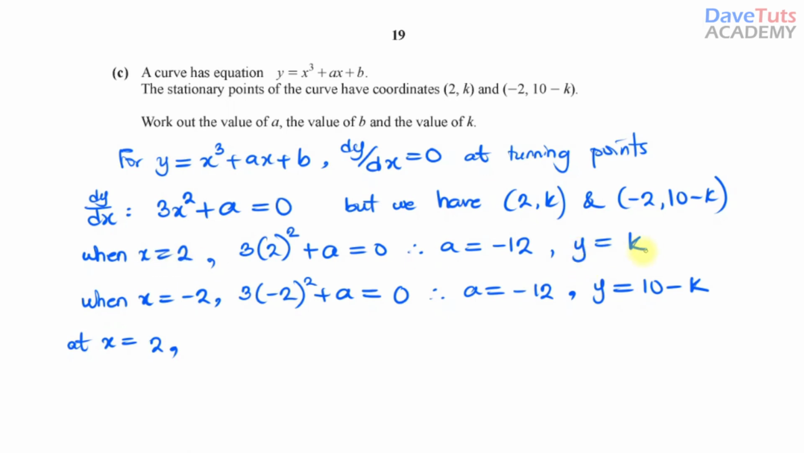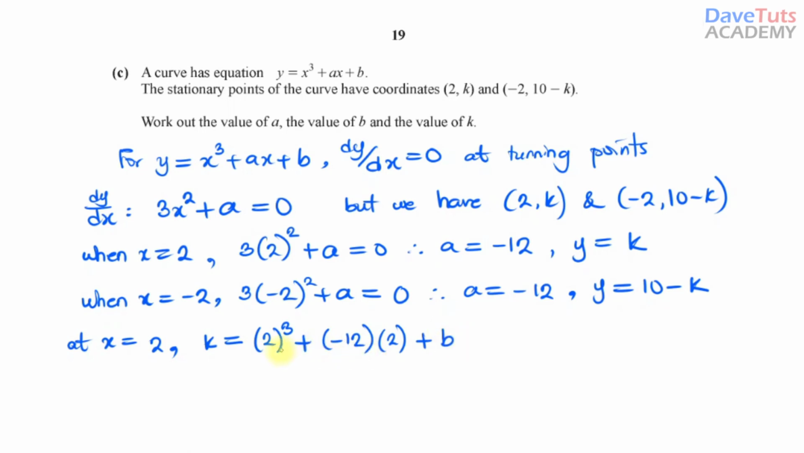What is the value for y? In the original equation here is k, so we can say k is equal to, instead of x now, we have 2 raised to power 3 plus ax. What is the value for a? We got a to be minus 12. Okay, multiply by x. What's the value for x? That is 2. Then plus b, which we don't know yet.